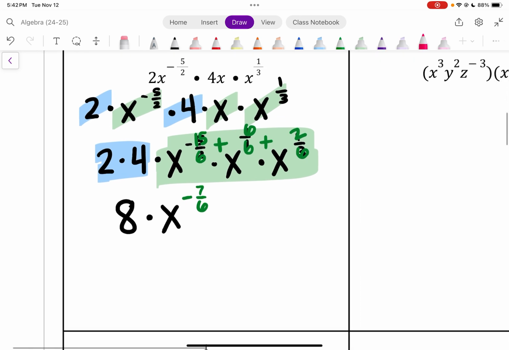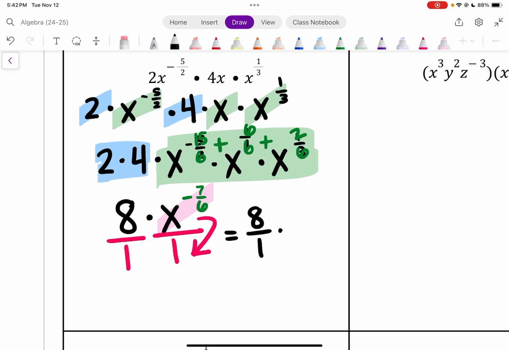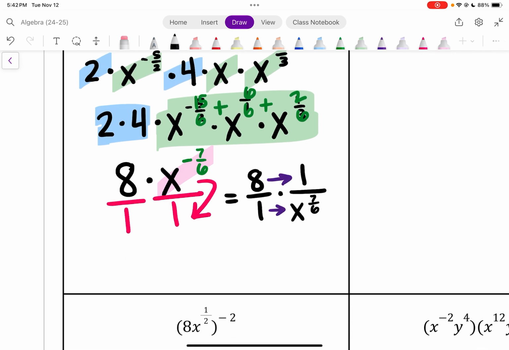I notice that I still have a negative exponent. It is not happy, so we need to make it happy by flipping it, flipping that fraction, flipping its mood to the other side. Once I make one a fraction, I'm going to make the other a fraction. So now I have 8/1 times, flipping that fraction, x to the now positive 7/6, and then we can multiply straight across. So my final answer is 8 over x to the 7/6. And leaving it written like that.